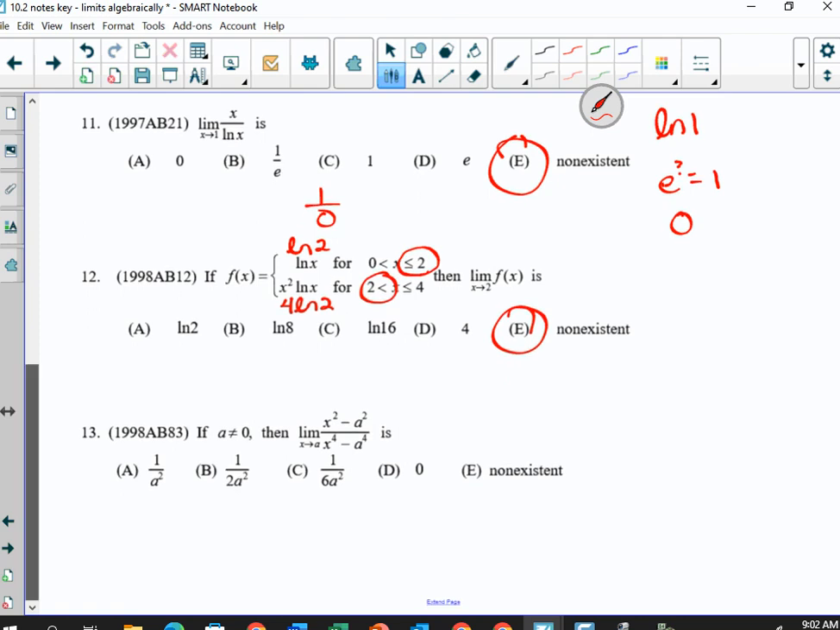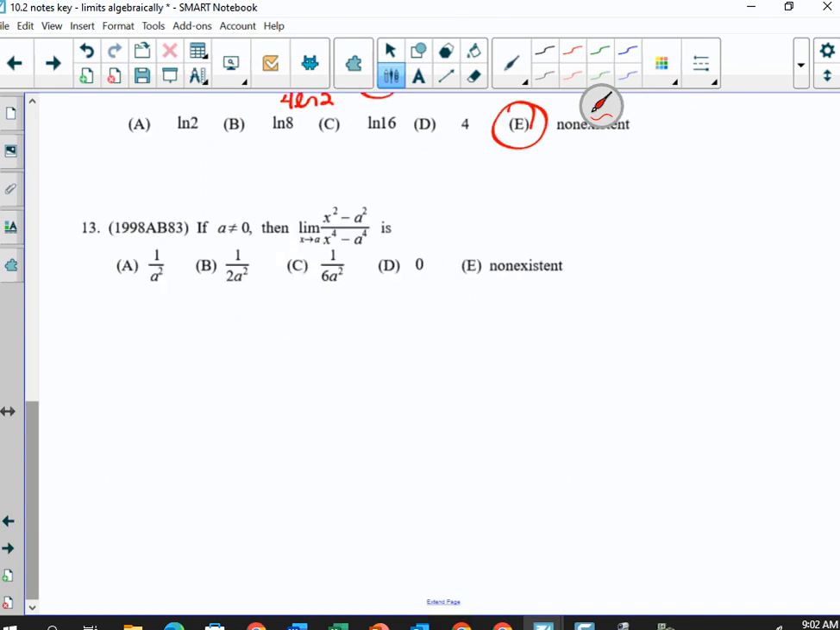Guys, one more. Wait, X was A. We just replaced A with X. Okay, good question. So X is approaching A here. Can I just plug A in right from the start? No. Why? You get 0 in the denominator. Okay, so we've got to do a little bit of work here. Not a lot.